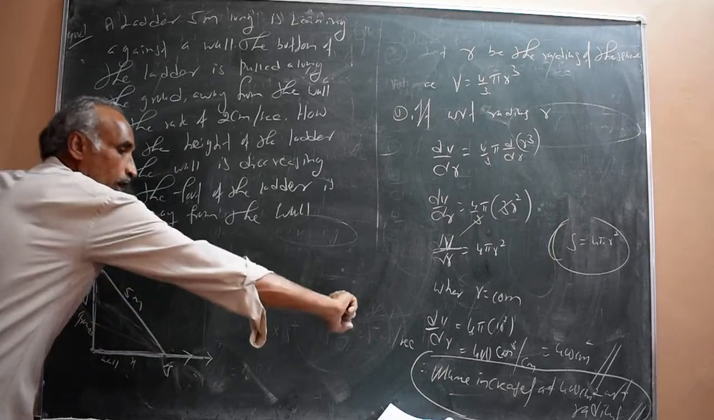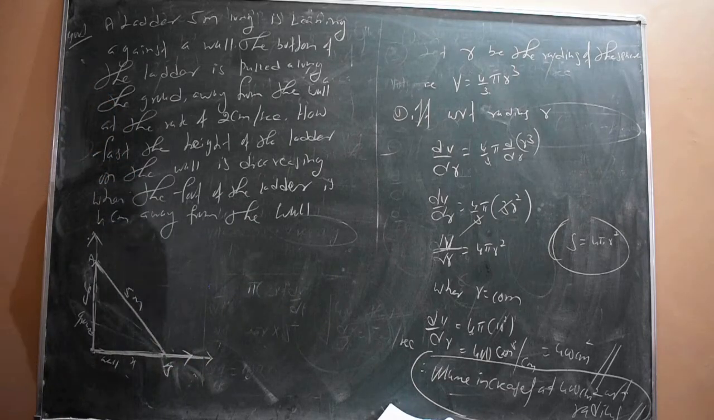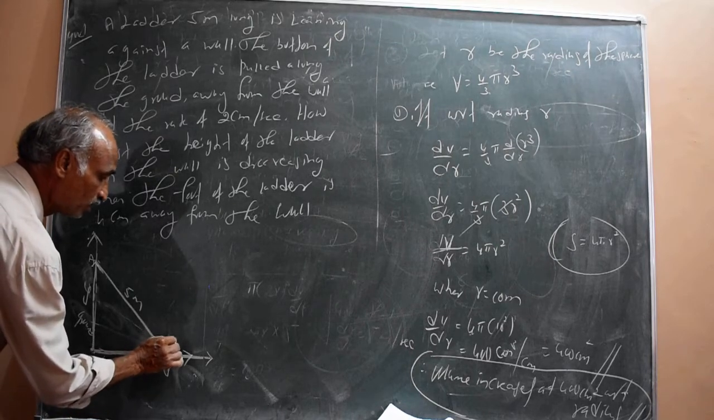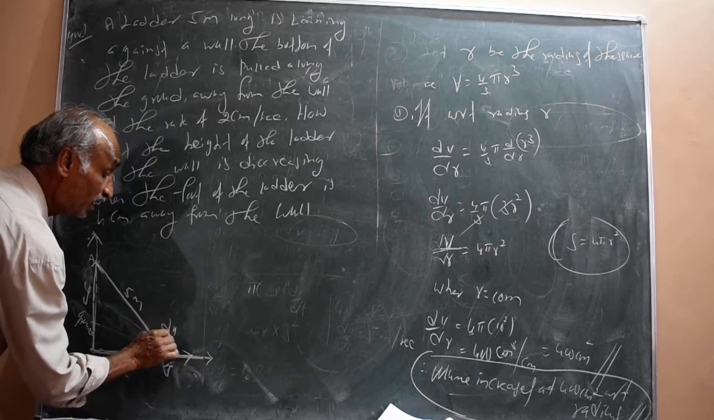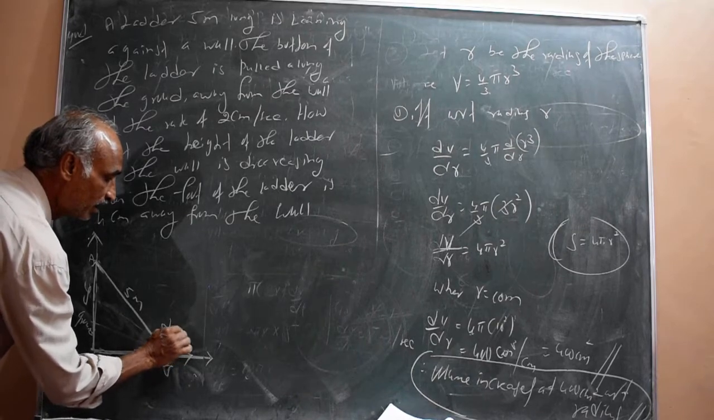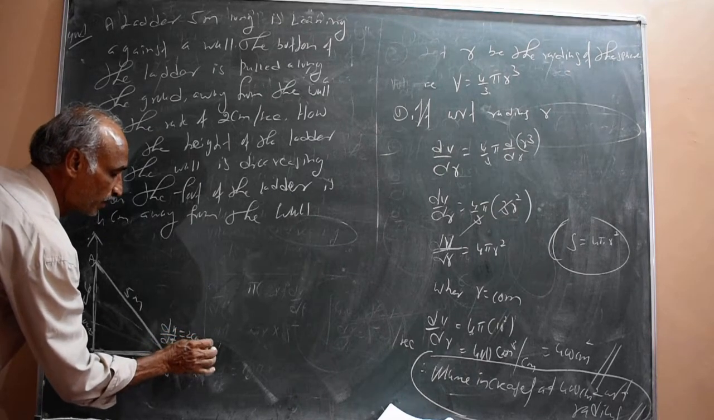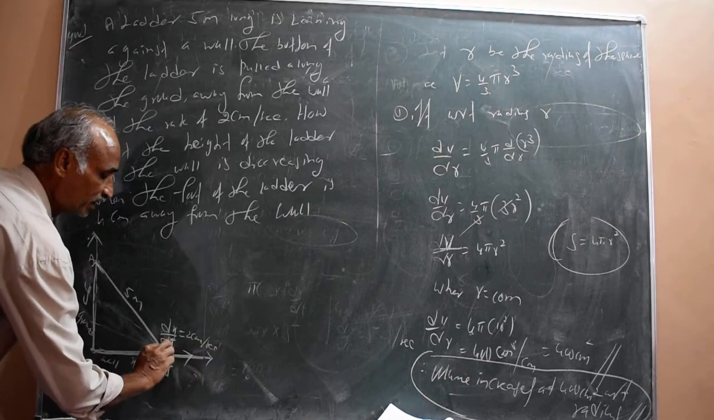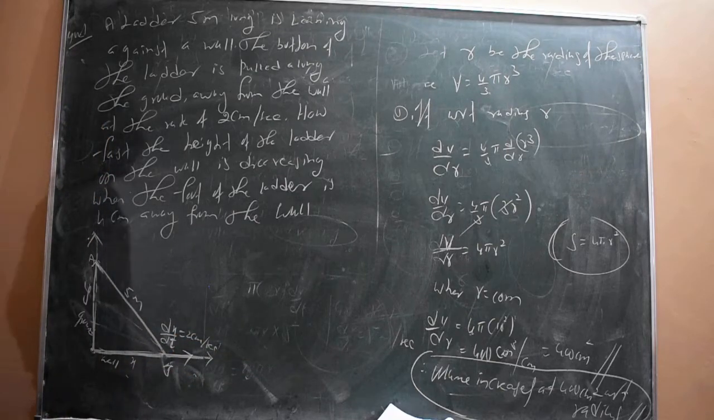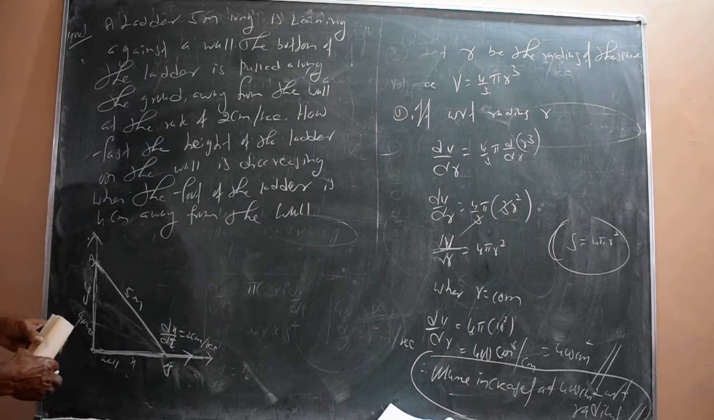Some person is pulling it out along the wall at the rate of 2 centimeters per second. Mind that the rate given is 2 centimeters per second. What is that? dx by dt. dx by dt is 2 centimeters per second. The ladder is pulled out at the rate of 2 centimeters per second.